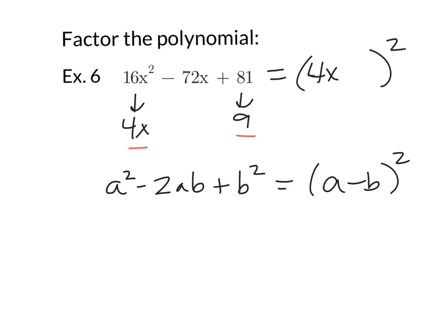And then since it's of the form a squared minus 2ab, that means that this sign is going to be minus, and then the last term will be b, which is the square root of your third term. The square root of 81 is 9, and so there you go. That's all there is to it. If you recognize these trinomials that are perfect squares, they're very, very easy to factor.